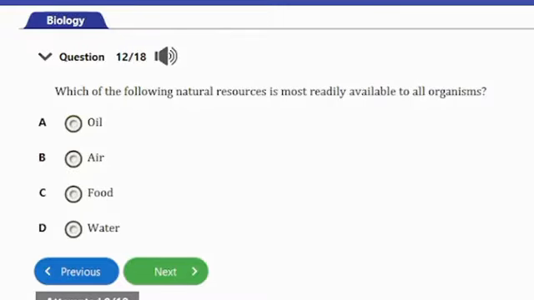Question number 12. It says, which of the following natural resources is most readily available to all organisms? We have oil, air, food, and water. So guys, the answer to this question will be option B here, and that's air. The most readily available natural resource to all living organisms is air. So that's it for that question. Let's consider the next question.